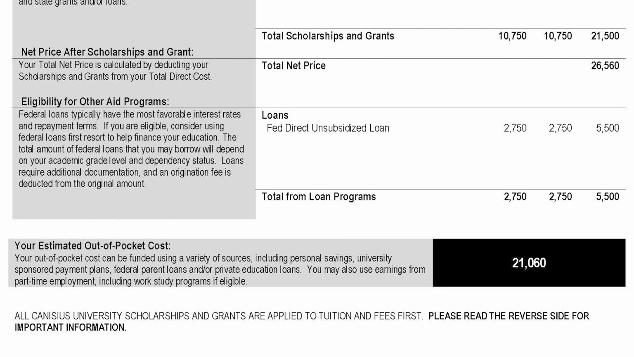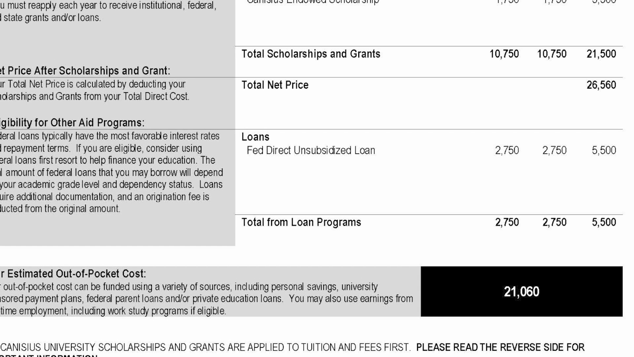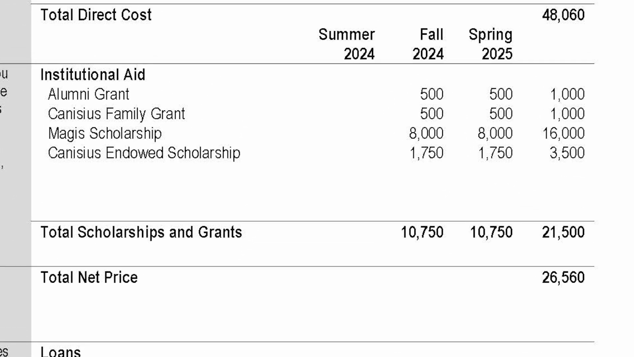In the black box at the bottom of the award letter, you can see the math on net price after federal loan eligibility. So this student would have a net price, or an out-of-pocket price, of $21,060 per academic year.